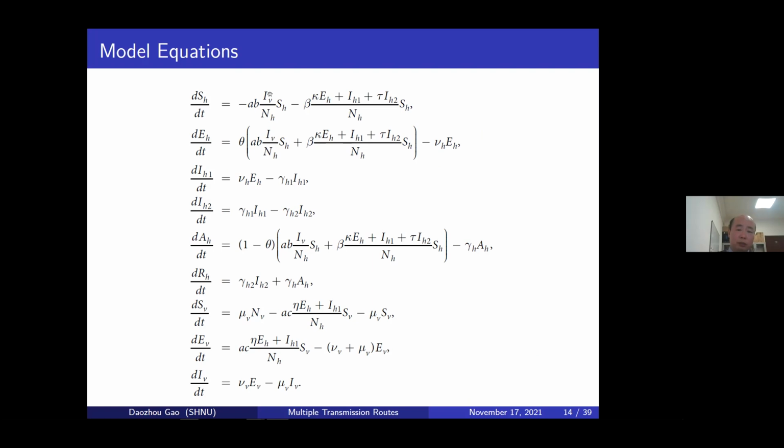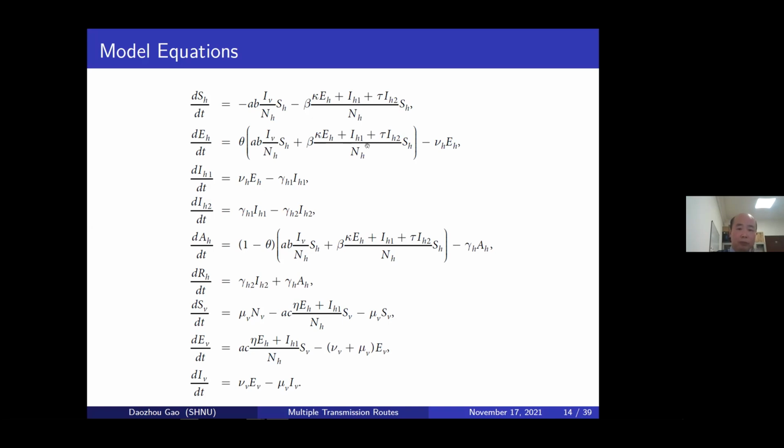Here, this term represents mosquito-borne transmission in humans, and this is for the sexual transmission in humans. And this term is also for the mosquito-borne transmission in mosquitoes. And the parameter theta is the proportion of symptomatic infection in humans.